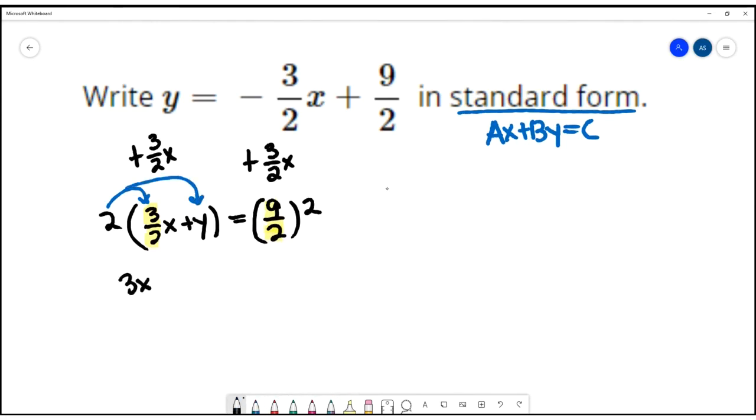And the second term, 2 times y, is 2y. The 2's cancel when we multiply it on the right-hand side, and we get 9. So our standard form is 3x plus 2y equals 9.